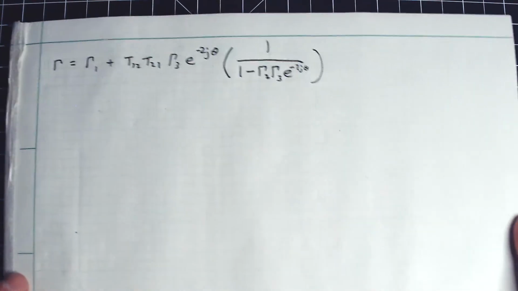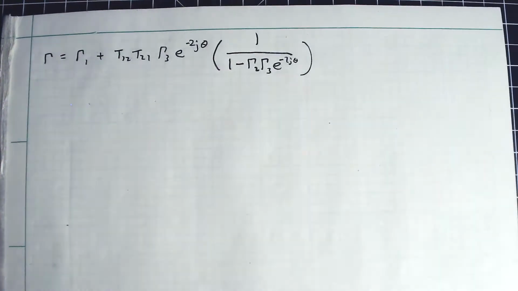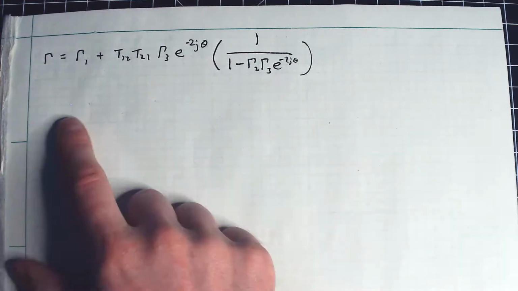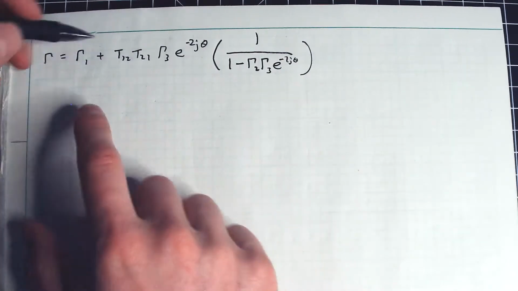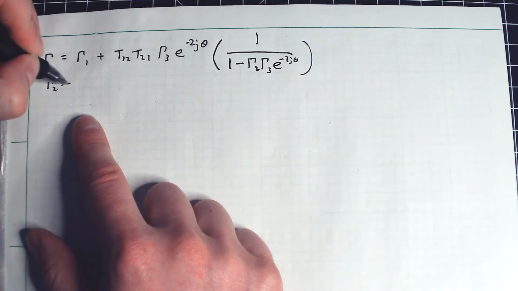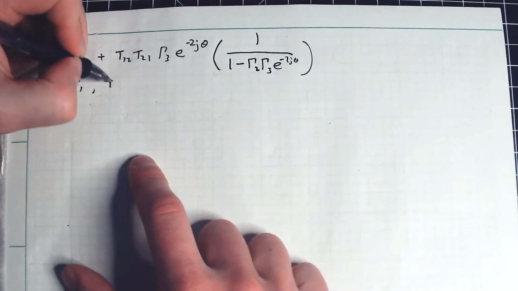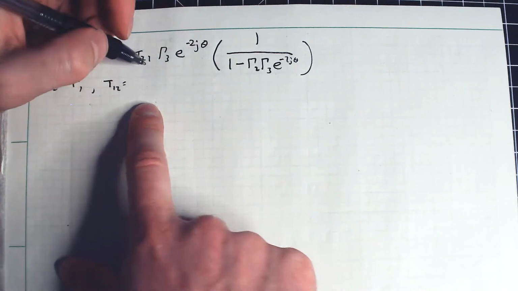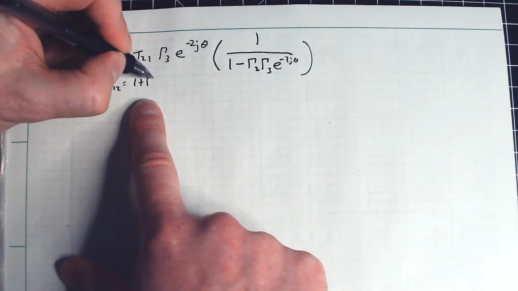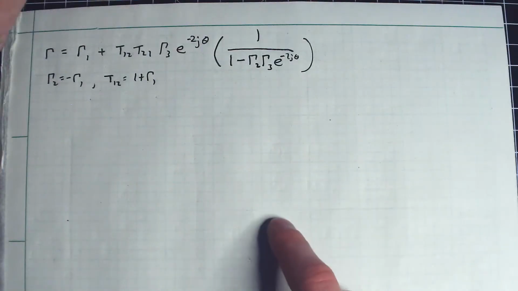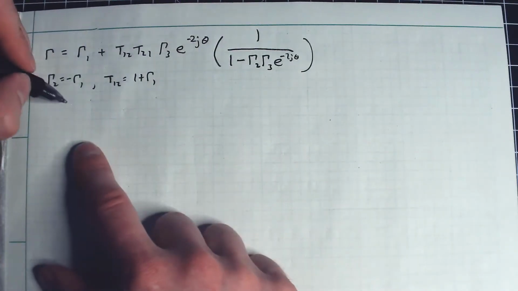Okay, so that's all well and good. And this is true for any arbitrary mismatch between the transmission lines and the load. So we're going to make a quick little simplification as well before we do an approximation. So remember that gamma 2 is equal to negative gamma 1 by the symmetry. We also know that T12 is 1 plus gamma 1, right? And then we're basically plugging in these expressions over here that we wrote down. We do a little bit of substitution, right?